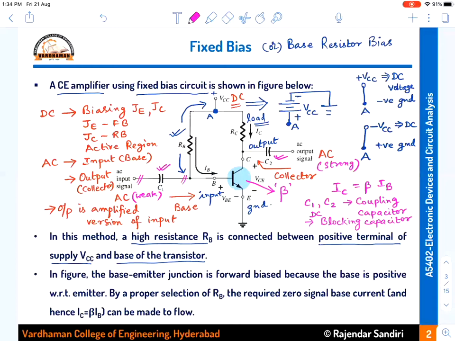Okay, and DC we are applying here. The purpose of connecting the DC is to operate this transistor in the active region by making the emitter junction forward biased and the collector junction reverse biased. That means both DC and AC are connected to this transistor, which have their own specific purposes. So what is the behavior of this circuit for DC? What is the behavior of this circuit for AC? We have to treat them independently.